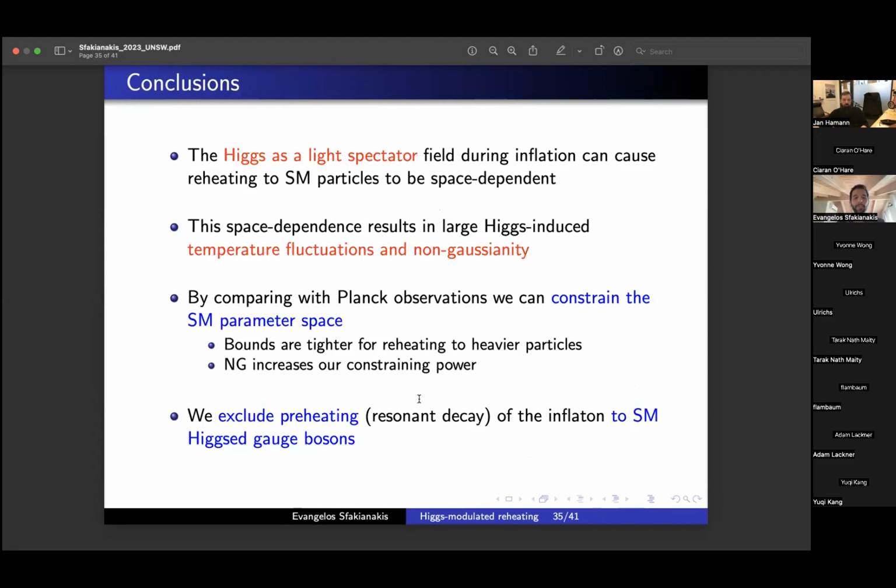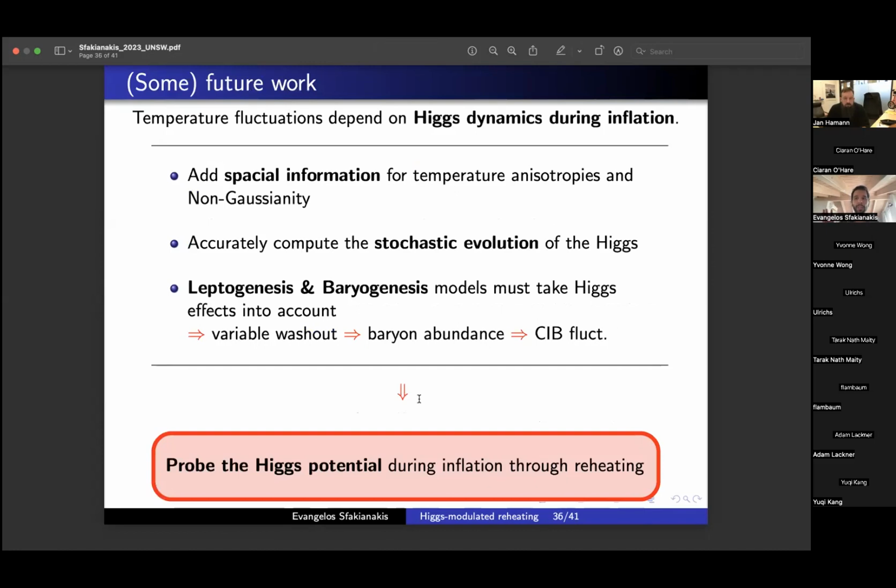Okay, so conclusions: the Higgs as a light spectator field during inflation will cause reheating to standard model particles to be space dependent. This space dependence will result in Higgs reheating induced fluctuations of the temperature and also significant non-Gaussianity. By comparing with Planck observation and with future observations, we can constrain the standard model parameter space. And of course, the bounds are tighter for reheating to heavier particles, larger Yukawas. And the non-Gaussianity is tighter by 1 order of magnitude just by FNL alone. And one thing we can exclude is preheating to standard model Higgs gauge bosons. So the inflaton cannot decay to W and Z bosons parametrically because that would create too large delta T over T.